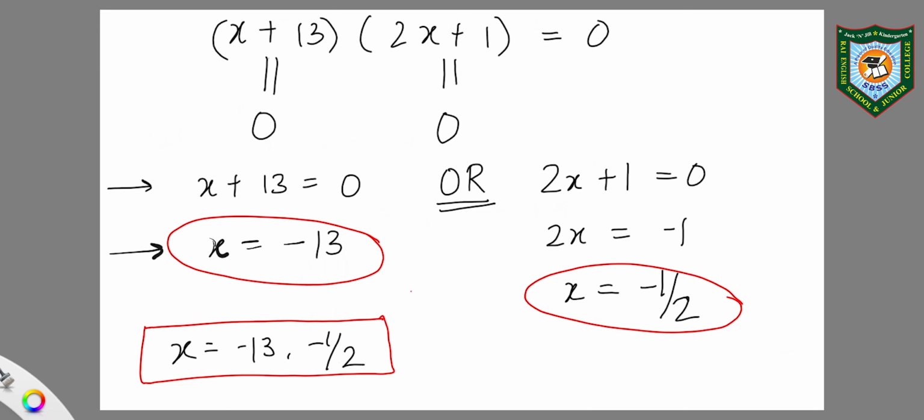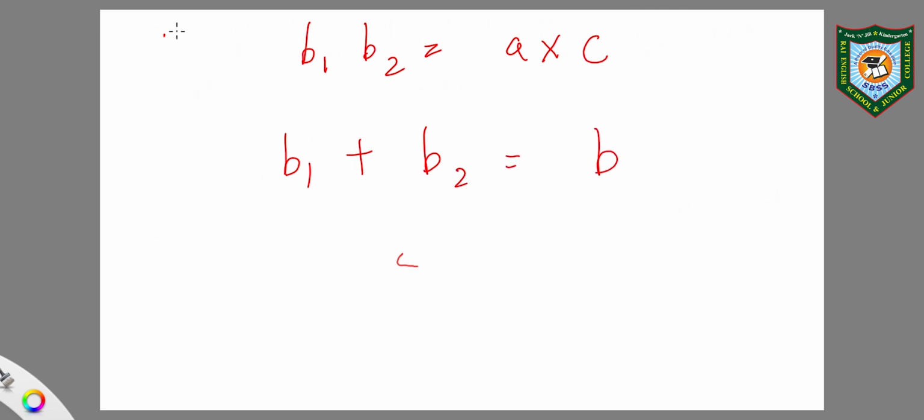I hope this was very understandable for all of you. If any of you have any doubts, please do message me. I know this was a hard method to understand. All we need to focus on is the two conditions that we used: b1 times b2 is equal to a times c, that means the product of the two factors has to be equal to a into c, and b1 plus b2 has to be equal to b. As long as we satisfy these two conditions, the factorization method is very easy.